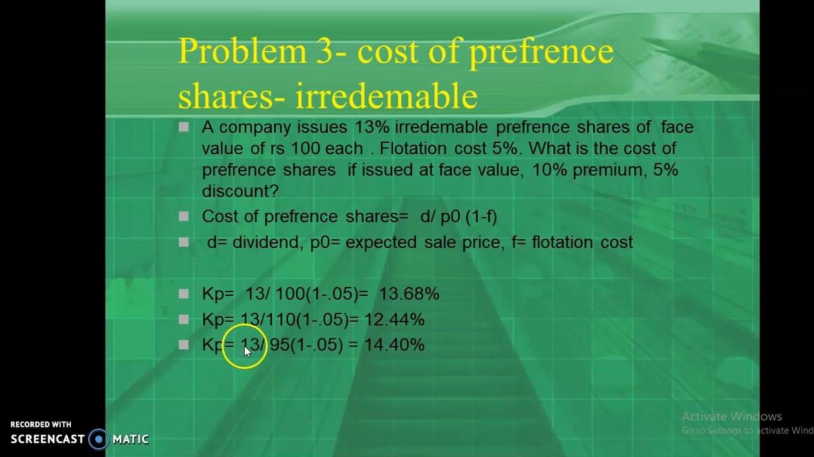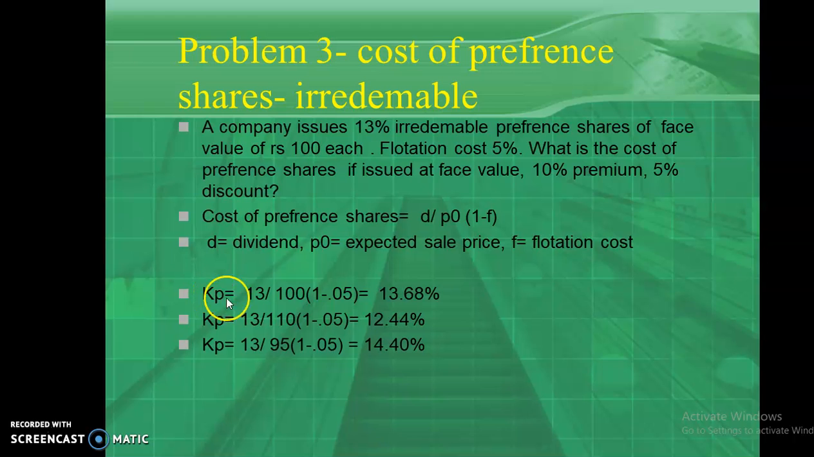And third question, what is the cost of preference shares when the company issued at discount, 5%? So dividend amount is same, 100 into 13 by 100, 13, divided by, when it is issued at discount, 100 into 5 by 100, 5 rupees discount deducting from this. So the expected sale price is 95. 95 into 1 minus this flotation cost, 0.05. You will get 14.40%.